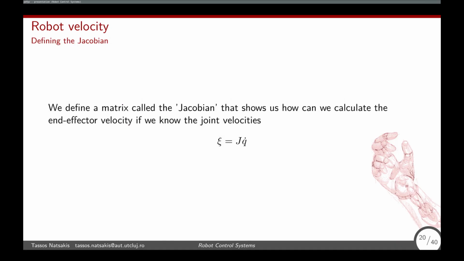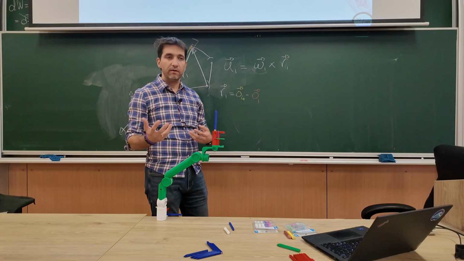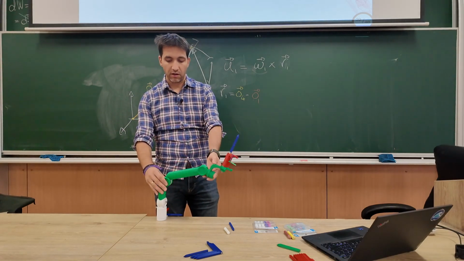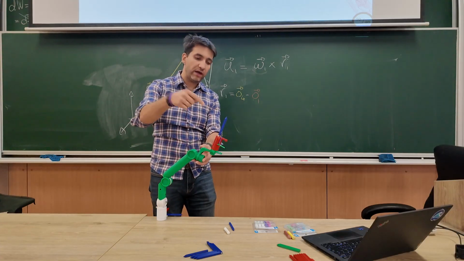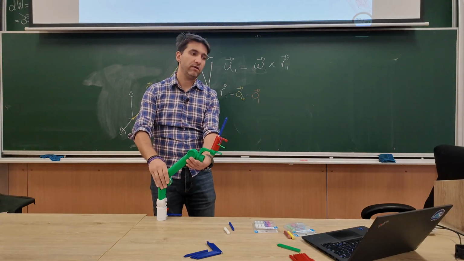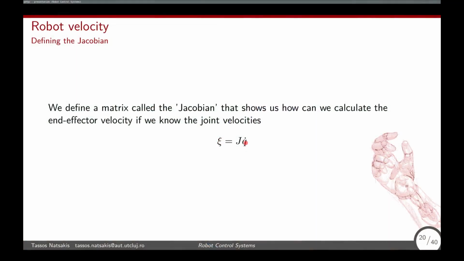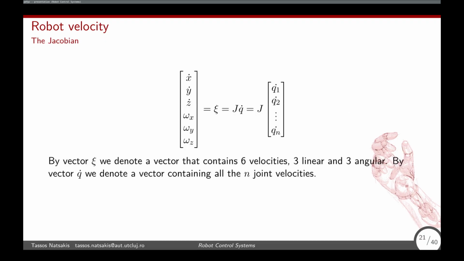This is what we call the Jacobian. That's why we use J. Spoiler, it was, but yeah. This is what we call the Jacobian. And it's basically a map that shows how we can map joint velocities, how fast the joints move, to end effector velocities, right? And it's basically a matrix multiplication. J times q dot gives me xi. One more slide and then we'll take a break.